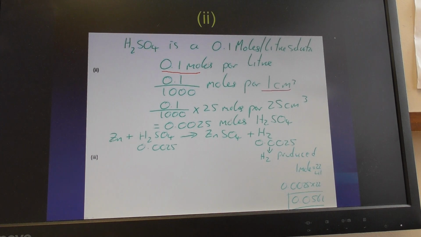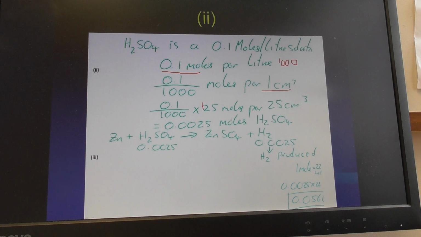If you divide a litre, which is 1,000 cm cubed, by 1,000 to get 1, you should do that to the number of moles as well, just to get it down in the same proportion, of course. That'll be 0.1 over 1,000. You could write out all the zeros, but I just left it as a fraction here.